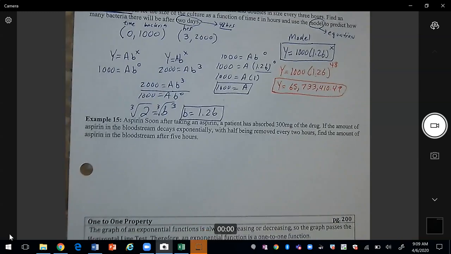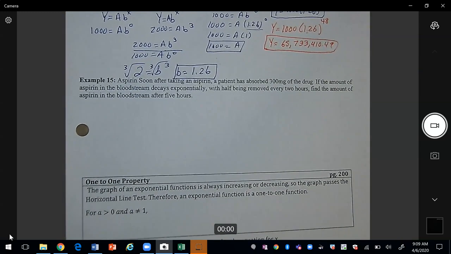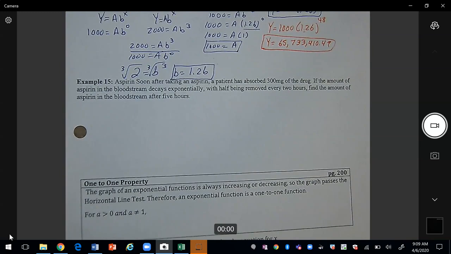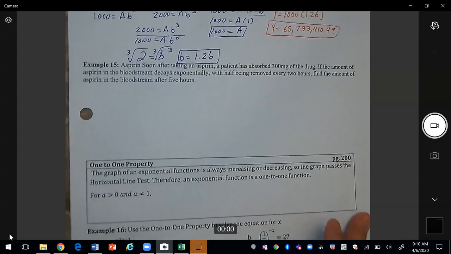Okay, let's look at example 15, aspirin. After taking an aspirin, a patient has absorbed 300 milligrams of the drug. If the amount of aspirin in the bloodstream decays exponentially, with half being removed every 2 hours, find the amount of aspirin after 5 hours.